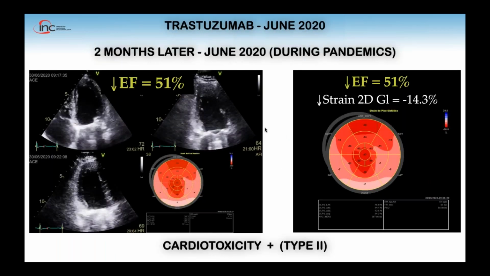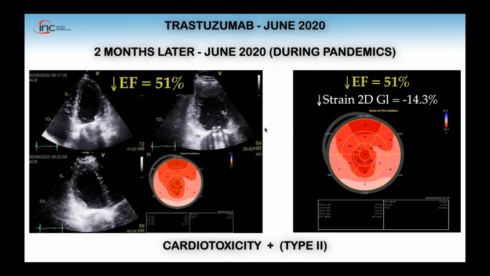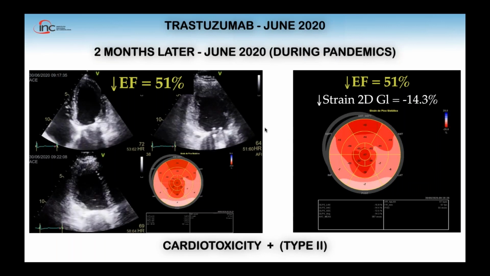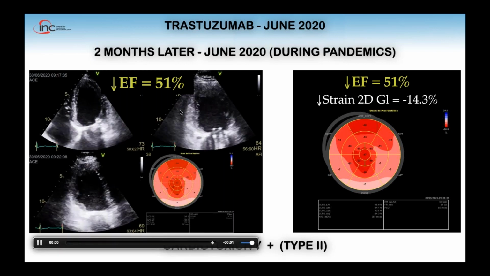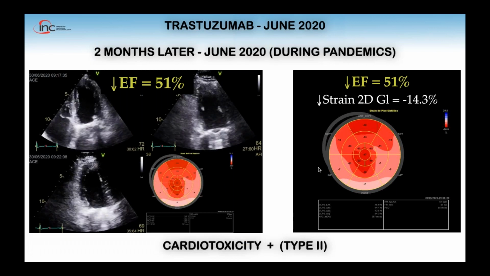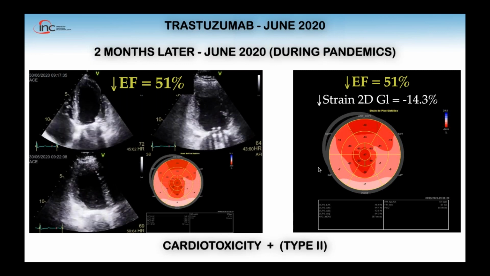Going back to our case, after the atrial flutter episode in April, we followed the patient very closely, and 2 months later, we repeated the echo that showed a significant drop of ejection fraction to 51%, and an important reduction of global longitudinal strain to 14.3%. And as Milena said, heart failure treatment was initiated, and we repeated the echo 2 weeks later, maintaining oncologic therapy.